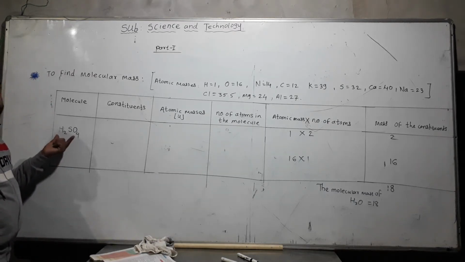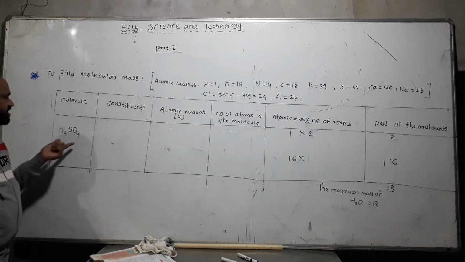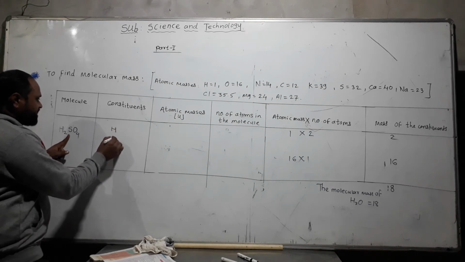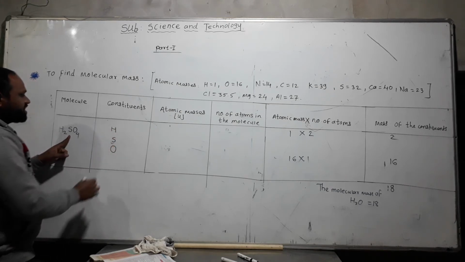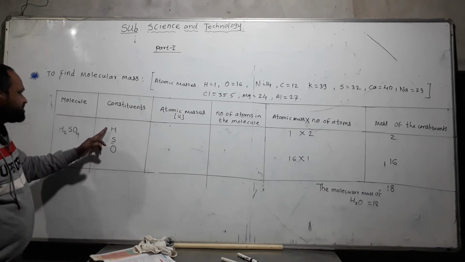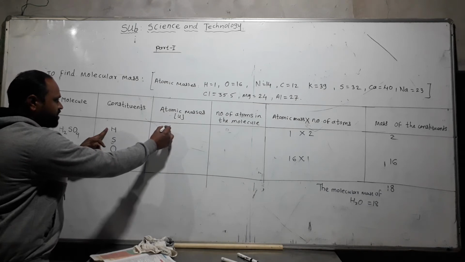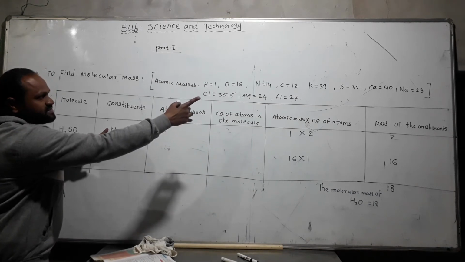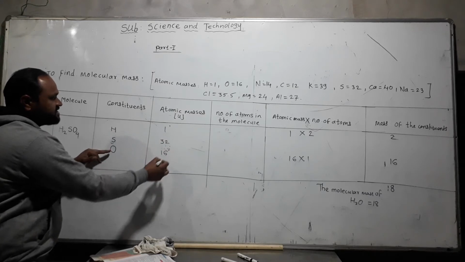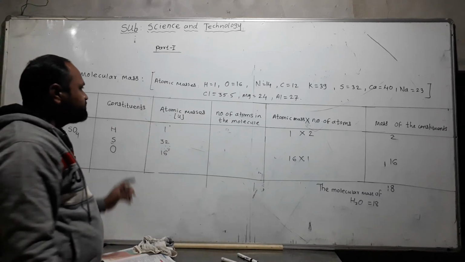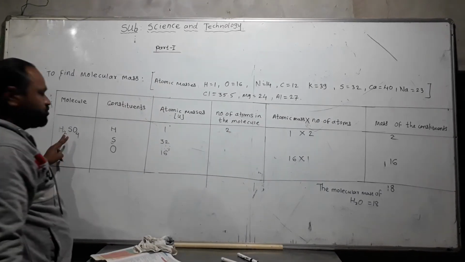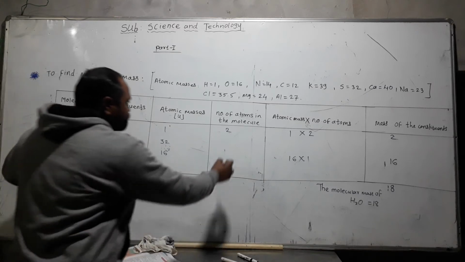H2SO4 means sulfuric acid. First write the constituents in H2SO4: hydrogen, sulfur S, and oxygen. There are three constituents in H2SO4. For atomic masses, first write hydrogen 1, sulfur 32, and oxygen 16. Now the number of atoms in the molecule: H2 in H2SO4 means 2 H atoms. Then sulfur is 1.